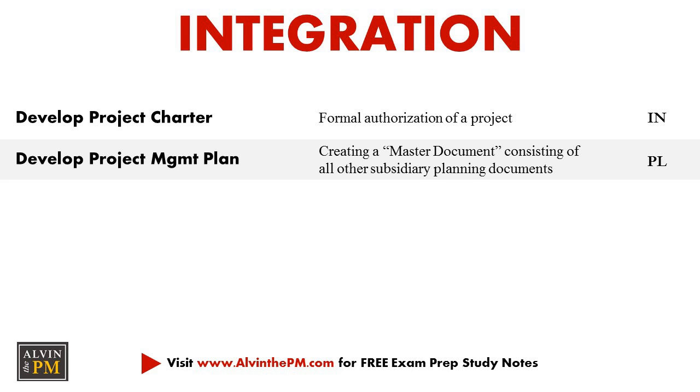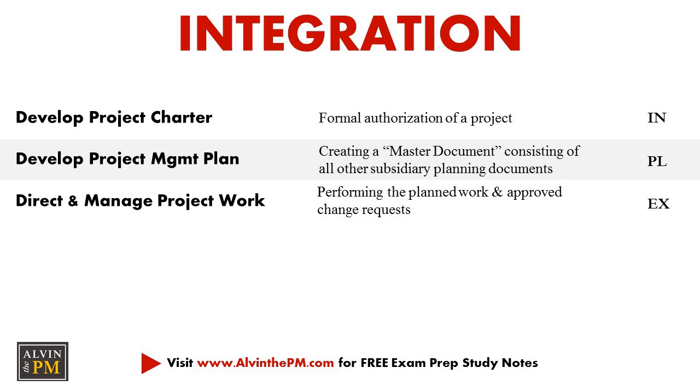It's in this process group that we're creating a really big document called the project management plan, which essentially combines the planning documents from other knowledge areas into one comprehensive document. So of course, after we finish planning, we're now ready to begin performing our work. And this leads us into the third process group, directing and managing our project's work.